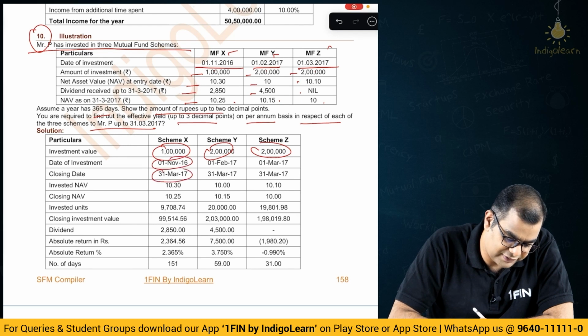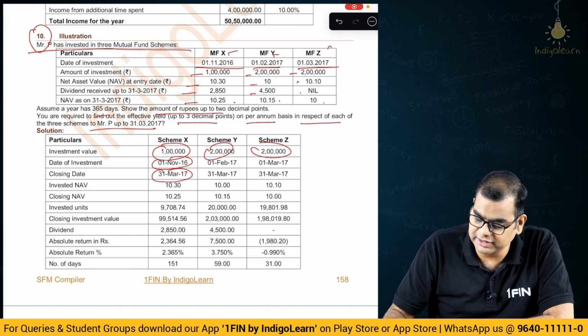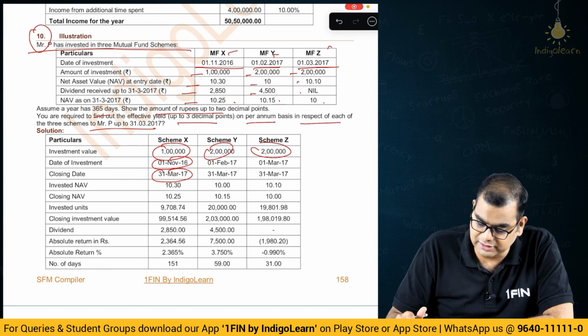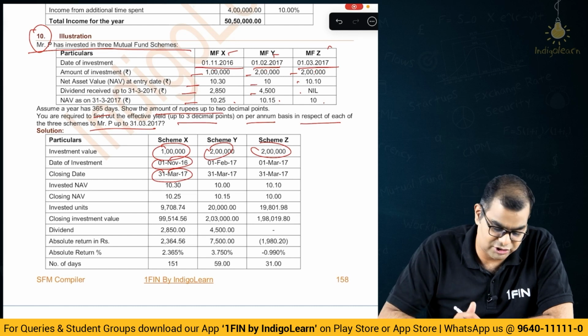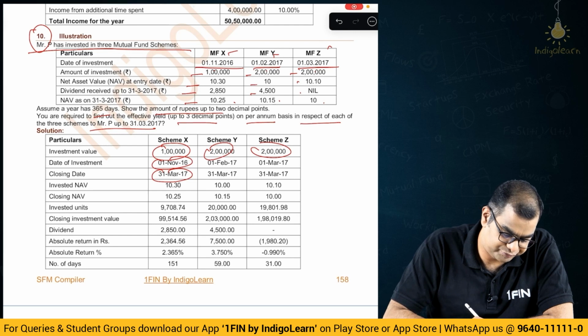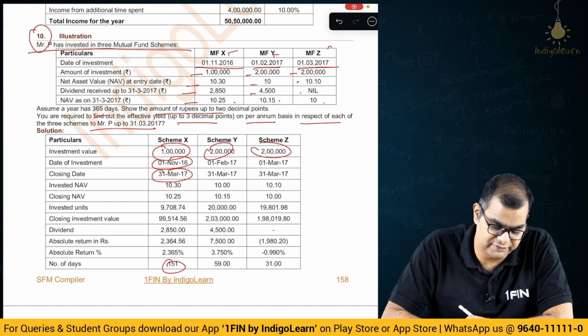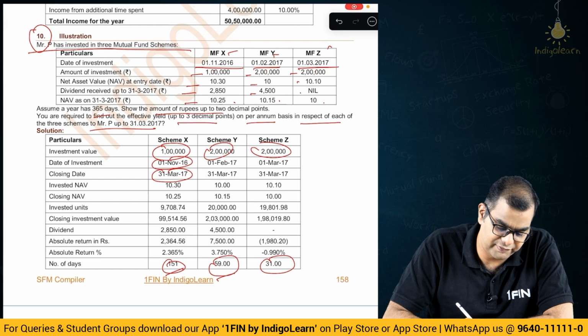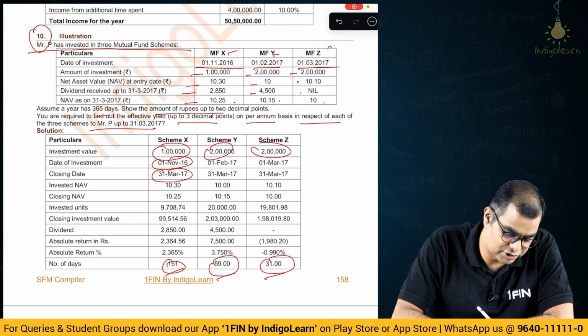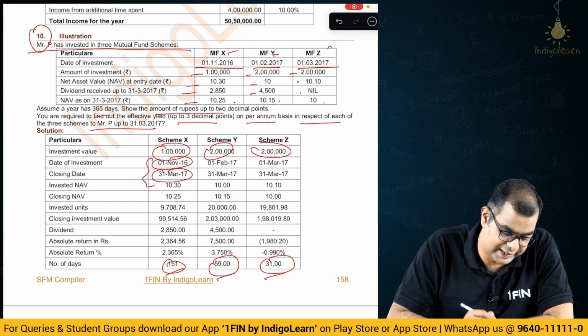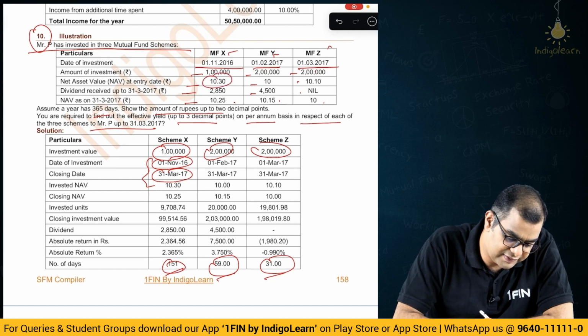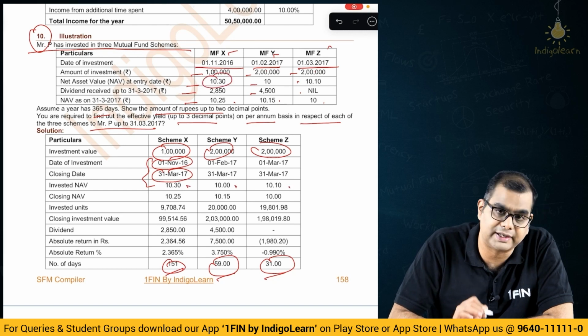So, from 1st November to 31st March you have 30 in November plus 31 in December plus 31 in January plus 28 in February plus 31 in March. So, you basically have 151 days. Same way you compute for the second one. You invested on 1st Feb. It is 28 plus 31, which is 59 days, and the third one is 1st March, so it is 31 days. So, you invested in each one of them for 151, 59 and 31 days respectively. That is what you are supposed to do when you have the opening date and closing date. Then, the invested NAV, they have clearly given us 10.3, 10 and 10.1. So, you write that down.